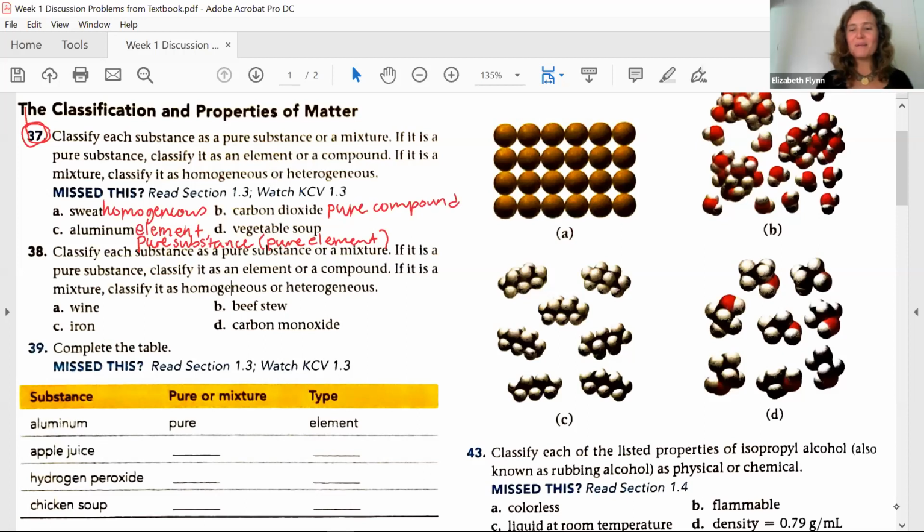All right. What about vegetable soup? You can take one spoonful and another spoonful and they won't be the same, right? There's lumps in there, there's vegetables, there's all kinds of things. And so it's a heterogeneous mixture.